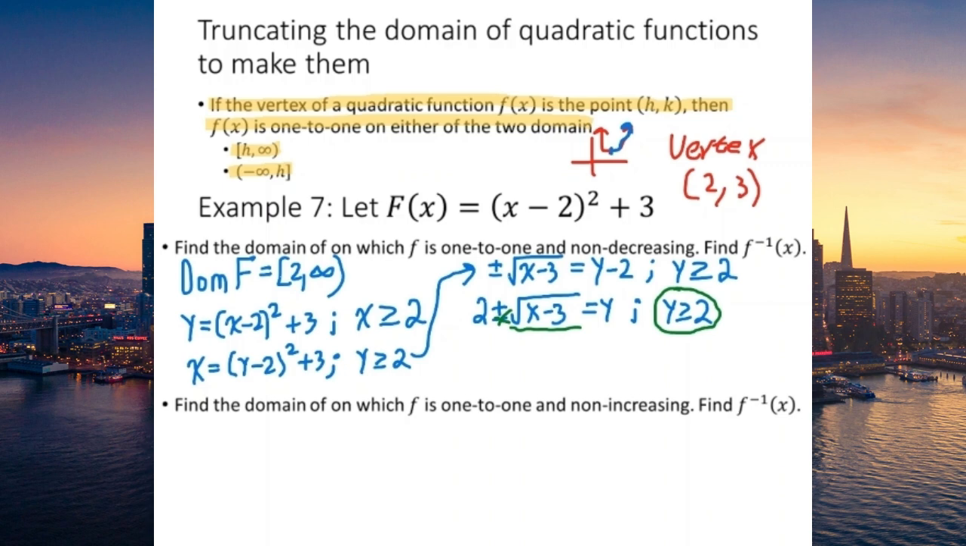So my f inverse of x on this domain of f of x is 2 plus the square root of x minus 3. And since I've resolved the plus or minus using the y is greater than or equal to 2, I don't have to write the y is greater than or equal to 2 anymore. But here we found the inverse function of f of x once we've truncated our domain.